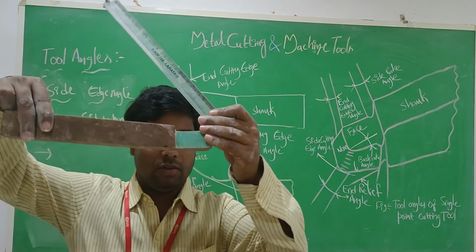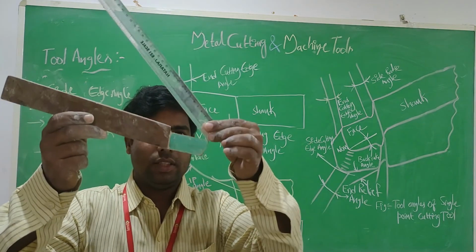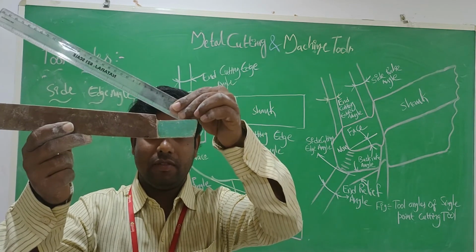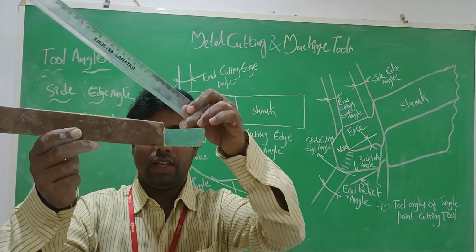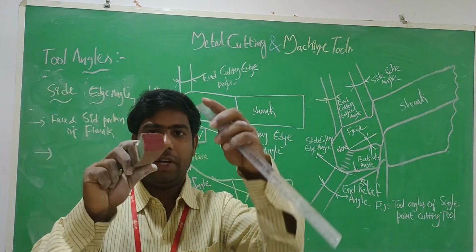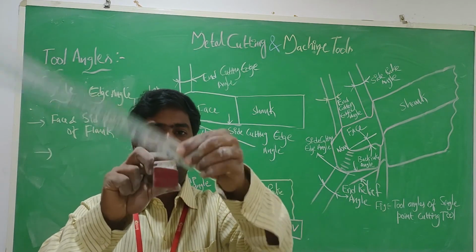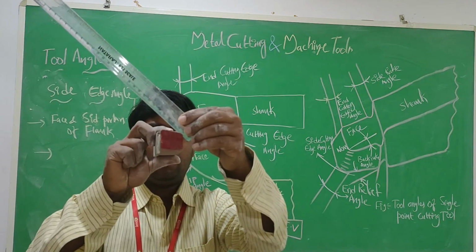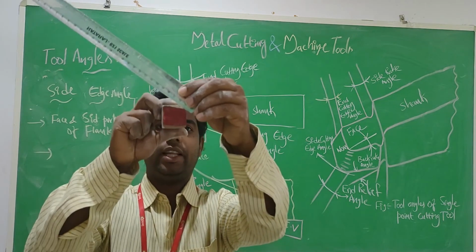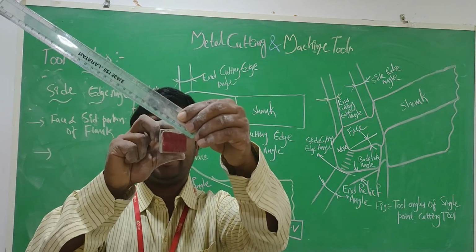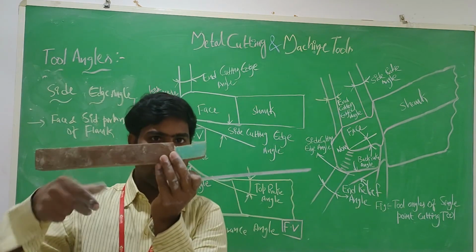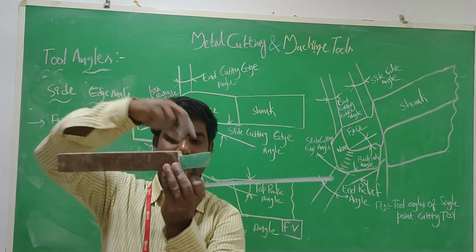Once again, this is the summary, friends. This is the side rake angle, the angle between the face and the top surface of the flank. The inclination towards the flank is called the back rake angle. If we are seeing from the side view, the angle between the face of the tool and the plane parallel to the base, measured from the side view, is called the side rake angle. This is the side rake angle, friends, if you are seeing from the front view.